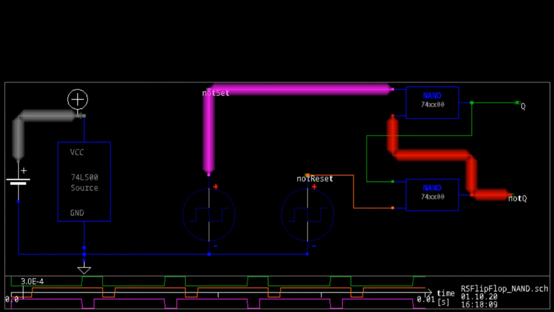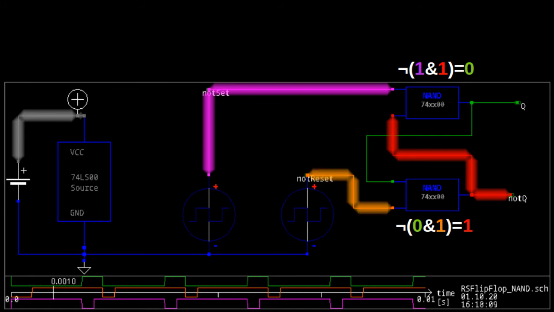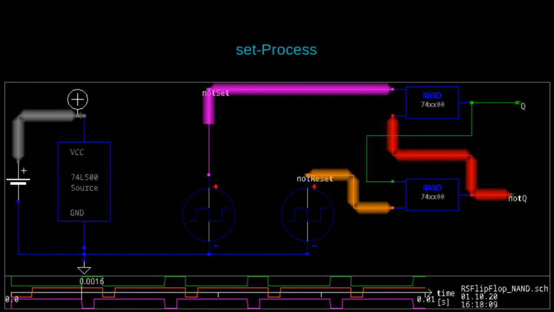The reset state looks a little bit different than in the part 1 because inputs are inverted. But the principle is very similar. The reset state is stable and it is independent of the reset input. But of course we can set it. Therefore we have to turn the not set input to low.